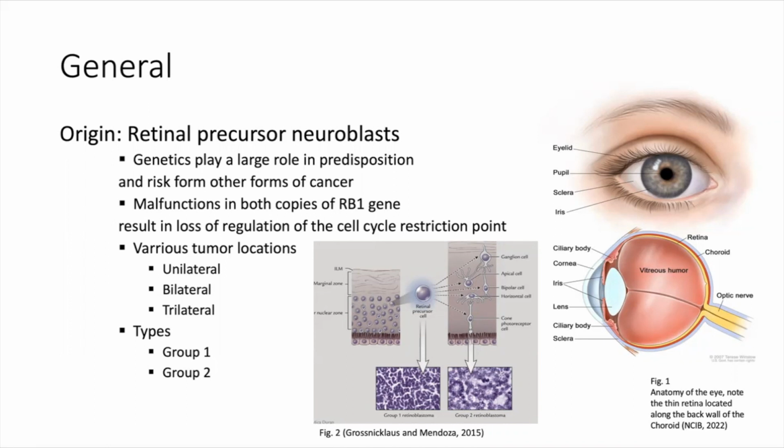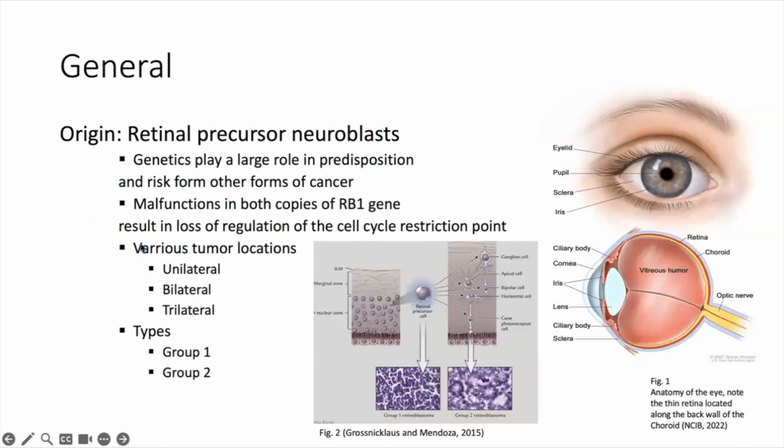Malfunctions in both copies of the RB1 gene are required in order to cause complete loss of cell cycle restriction, resulting in retinoblastomas, and various tumor locations can arise as a result of genetics. Unilateral tumors are found in non-inherited forms of the cancer and only form in one eye, whereas bilateral and trilateral tumors form in inherited cases. Bilateral is tumors forming in both eyes, whereas trilateral tumors are formations in both eyes, as well as the pineal gland in the brain.